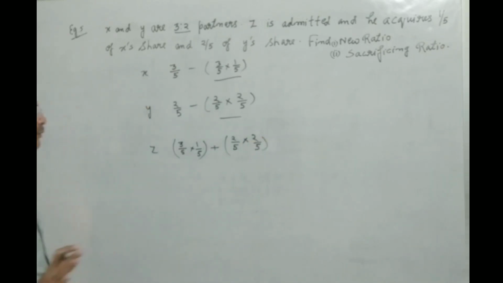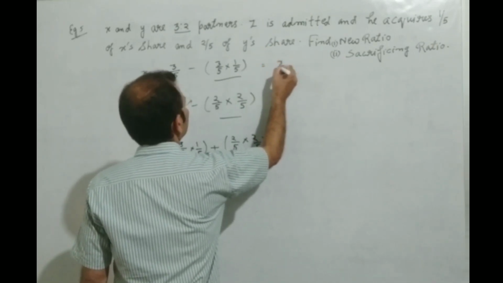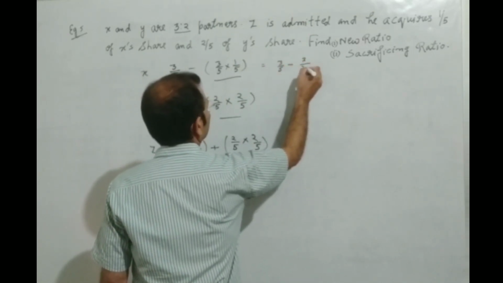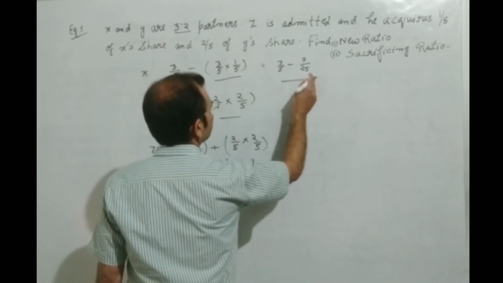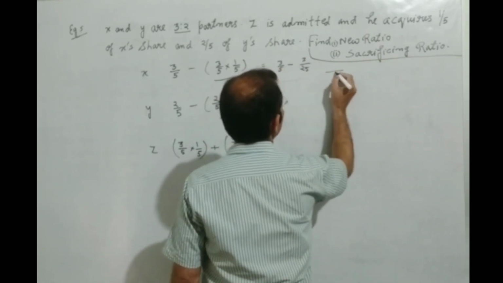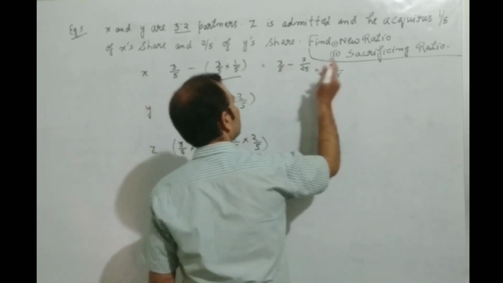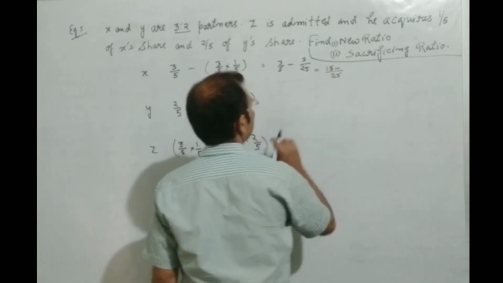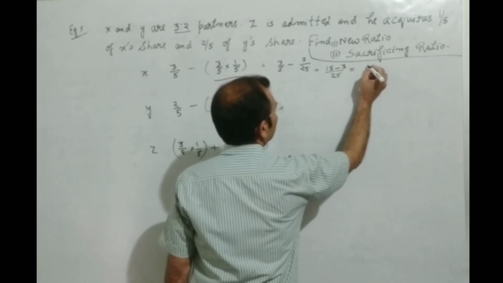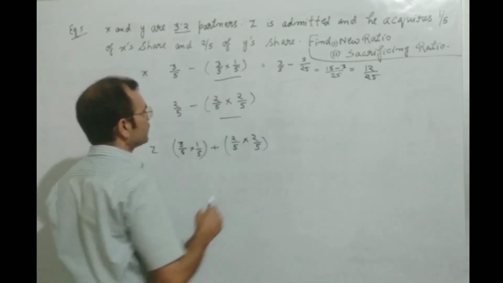Now we will solve the question. First of all, 3/5 minus 3 times 1 is 3, 5 times 5 is 25. Now we will take LCM. 25 will come. 5 times 5 is 25 and 5 times 3 is 15. Minus 25 times 1 is 25, 1 times 3 is 3. 15 minus 3, 12/25 will come.